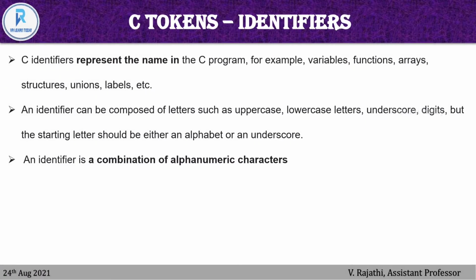So next we will discuss identifiers. C identifiers refer to the names in a C program, for example variables, functions, arrays, structure, union, label, and so on. An identifier can be composed of letters, such as uppercase and lowercase letters, underscore, and digits, but the starting character should be either an alphabet or an underscore. So, an identifier is a combination of alphanumeric characters.